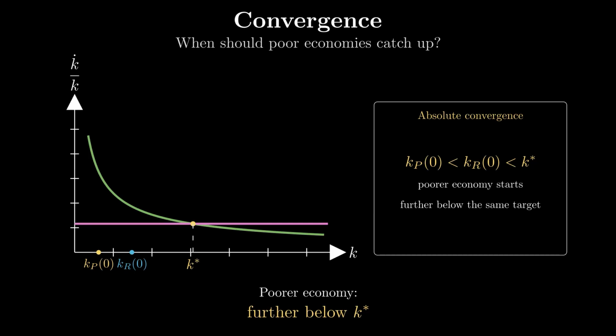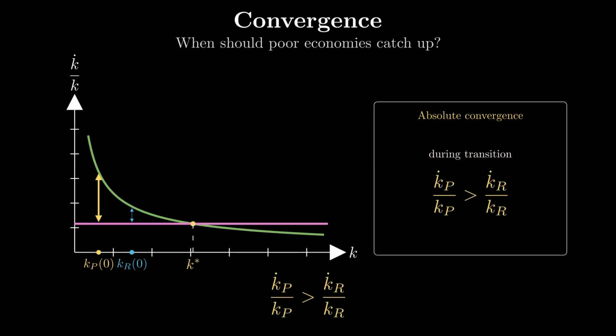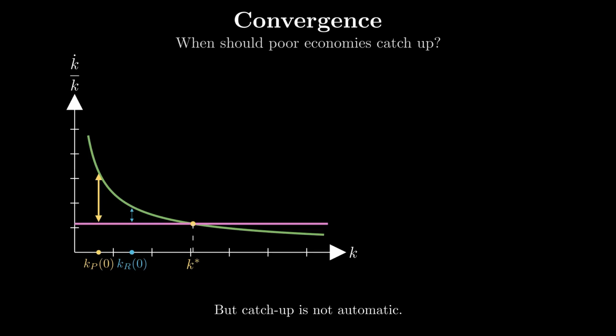Suppose the poorer economy starts further below K star. Its gap between the investment and break-even investment is larger. So, its growth rate is higher during transition. And that is the Solow logic behind catch-up. But this result is not automatic.